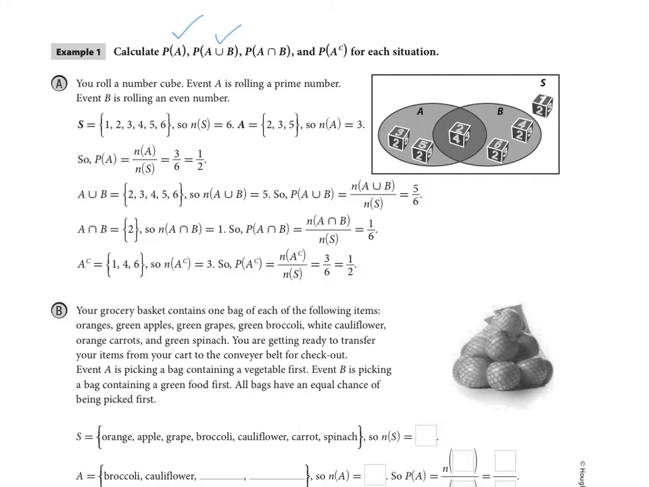And so the probability of getting that outcome, of rolling just a prime number and an even number, since there's only one of those, is 1/6.